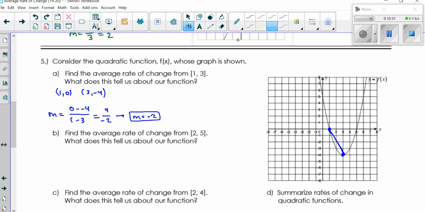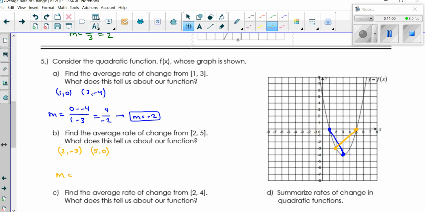Okay, next one says find the average rate of change from 2 to 5. So at x equals 2, I would be here, and at 5, I would be here. So I want to find the average rate of change from here to here, which I notice is positive. One of my coordinates is going to be 2, negative 3. My other one is going to be at 5, 0. Order in which I state these coordinates does not matter.